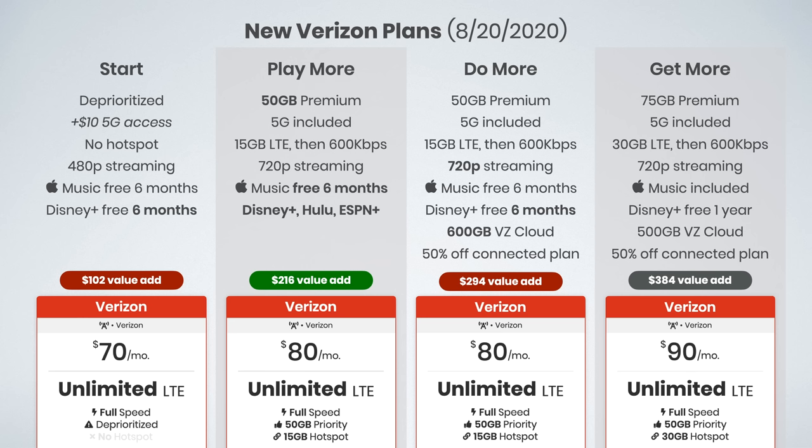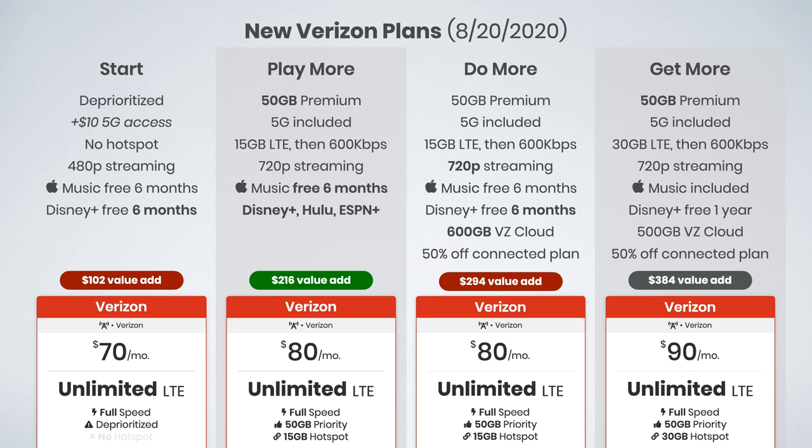The plan that did get some pretty good improvements was the Get More plan. Unfortunately, the amount of premium data actually dropped here, went from 75 gigs down to 50 gigs. 5G access, the 30 gigs of high-speed hotspot data, HD video streaming, and the Apple Music subscription continue to be included with this plan. What got an increase was the Disney Plus subscription.